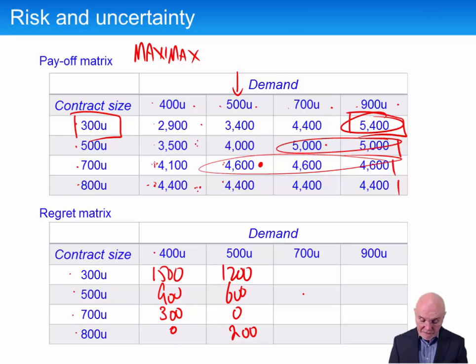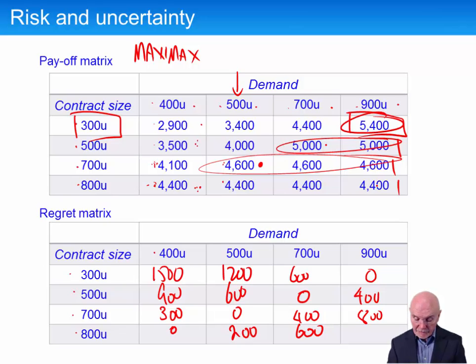This one, no regret at 5,000. That's the best that would have happened. We're out of luck by 600 going down there, 400 and 600. And then finally, the best we could do in here is in there, no regret. We're going to be 400 down on our luck here. We're going to be 800 down on our luck here. And we're going to be 1,000 down on our luck here.